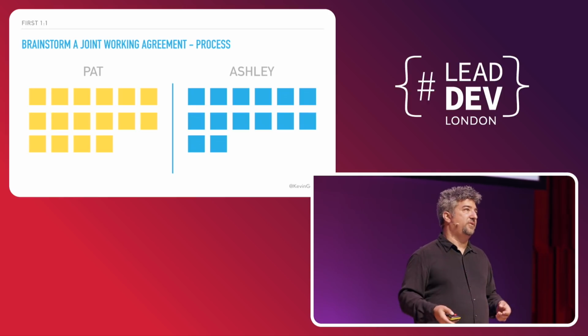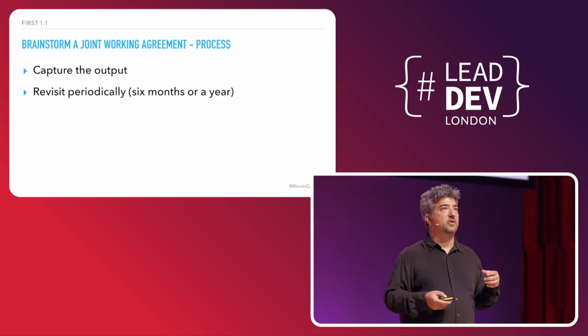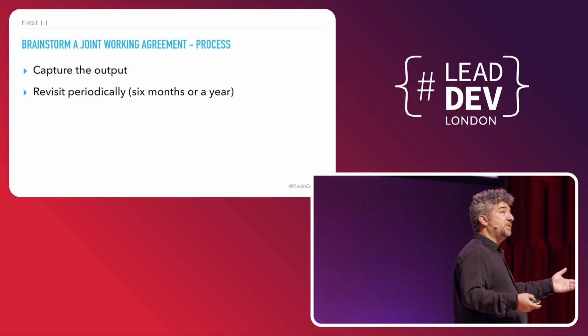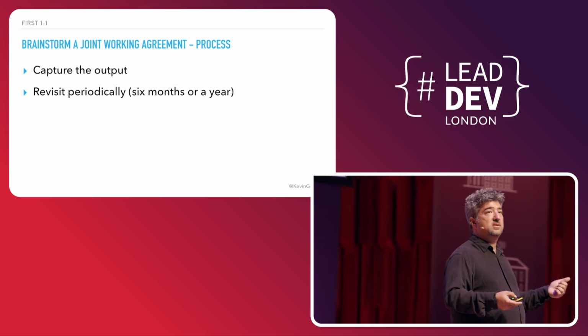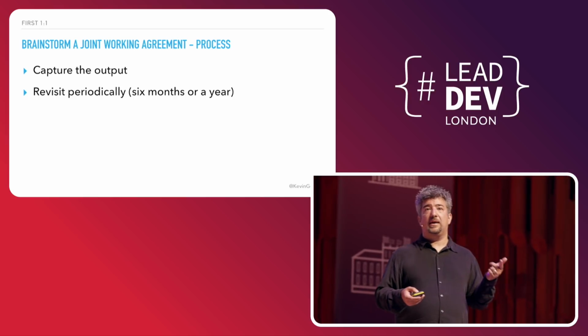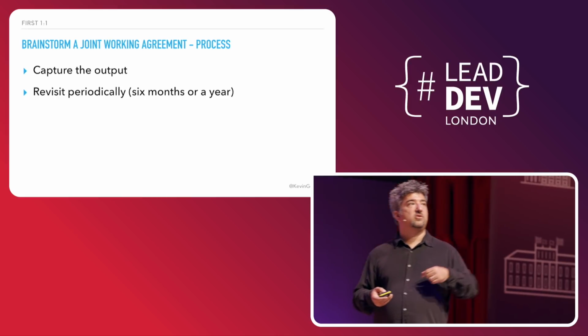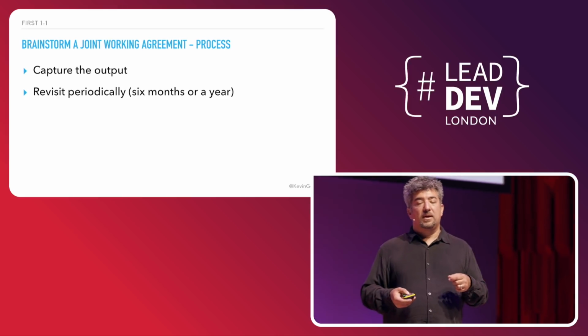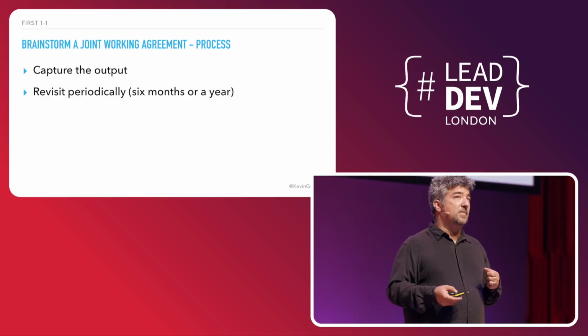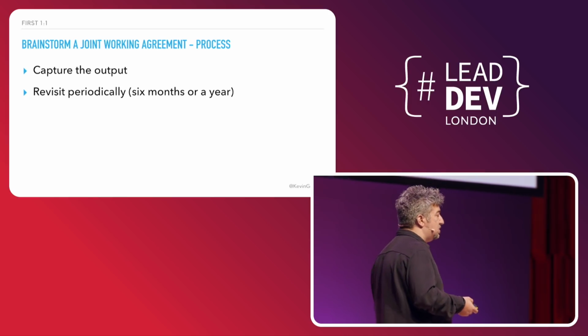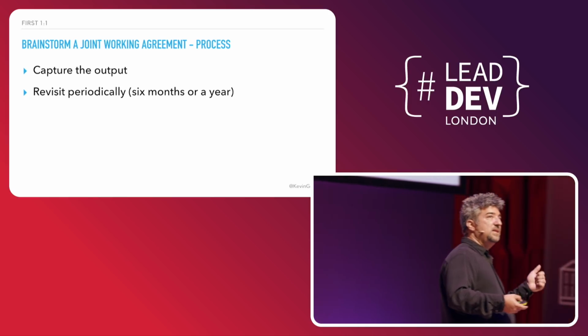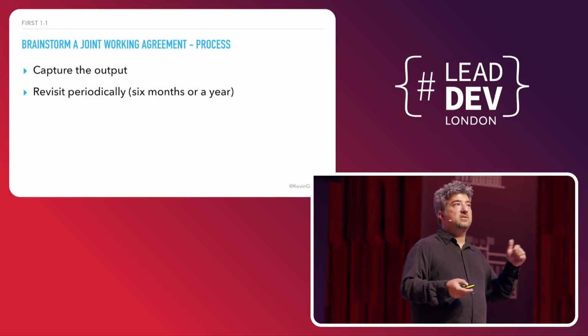You take a photo of it, you share, you each have a copy of the photo. And that is something you can talk about in your one-on-ones. That's something you can talk about at year-end review time, is these are the expectations that we jointly agreed upon. And I revisit it at most every 6 months, at least every year.